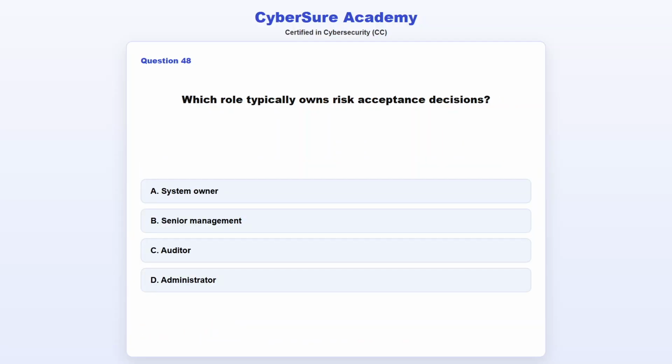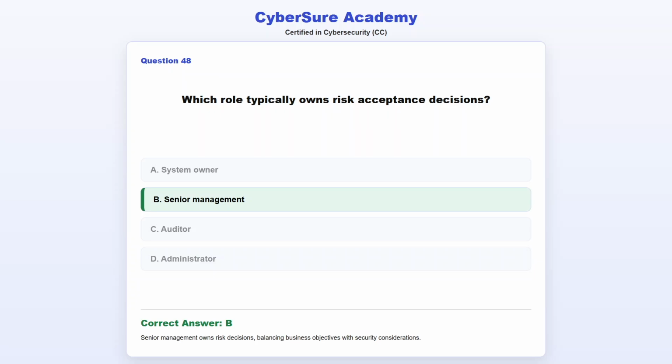Question 48. Which role typically owns risk acceptance decisions? A, system owner. B, senior management. C, auditor. D, administrator. The correct answer is B, senior management. Senior management owns risk decisions, balancing business objectives with security considerations.